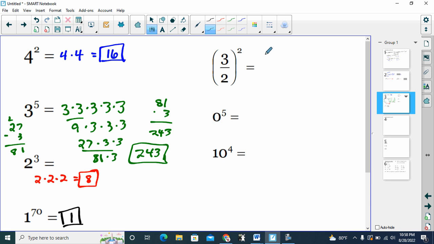3 halves to the second power, we would do 3 halves times 3 halves. And when I multiply fractions, I multiply straight across. 3 times 3 is 9, and 2 times 2 is 4.